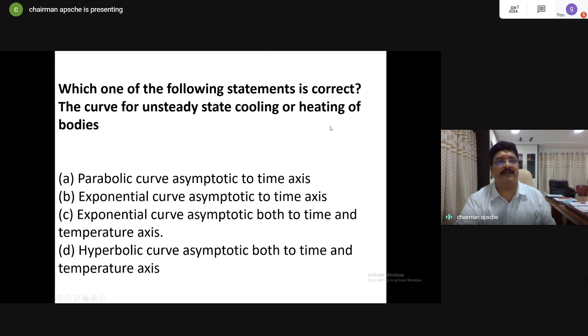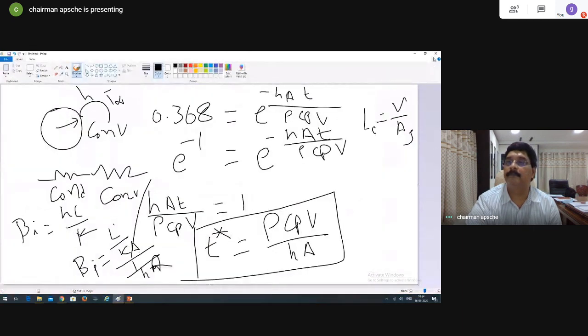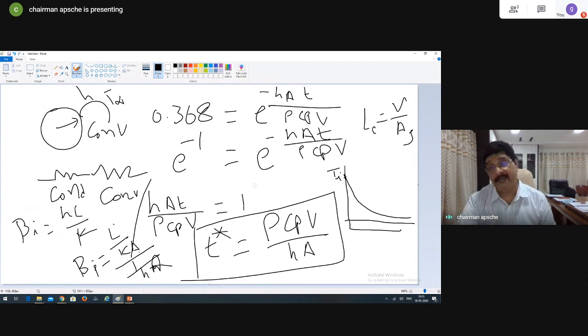The curve for unsteady state cooling and heating of bodies. We discussed earlier how temperature varies with time. Is it a parabolic curve? Is it an exponential curve? And here the exponential curve is asymptotic to the time axis. Where did we take time in the curve earlier? We took it on the x-axis. Where did we take temperature? On the y-axis. So is it asymptotic only to the x-axis or to the y-axis? As you saw when I drew that temperature profile, I put T_A here, so it is reaching the y-axis, and from here it is decreasing. So it is only asymptotic to the x-axis, not to the y-axis. It can intersect the y-axis. It can reach the y-axis.